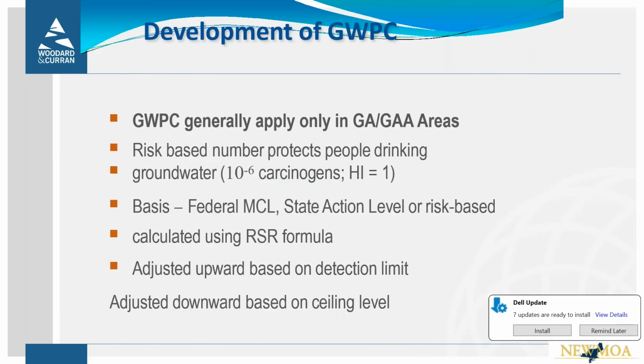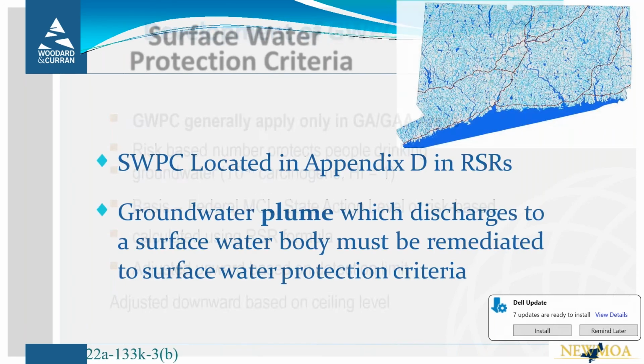So getting back to the risk calculations, the groundwater protection criteria are already calculated out for you, and they're based on 10 to the minus 6 for carcinogens and a hazard index of 1. They are largely based on federal MCLs when available, and otherwise they've derived them. If they look different than other jurisdictions, I always like to throw that out there. They also went through an adjustment based on detection limits. So even if the cancer risk was lower than that, they adjusted it up for what is achievable at the laboratory. But they also said, you know, when we get to 50,000 ppb or something, that's too much. They also adjusted some of the numbers downward to have ceiling levels. Just if you're wondering why they look different.